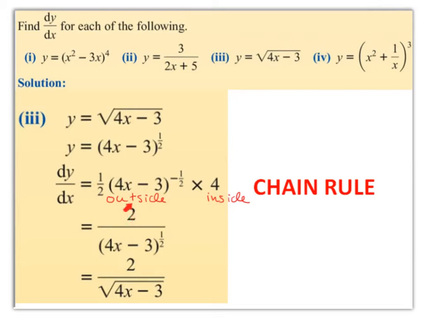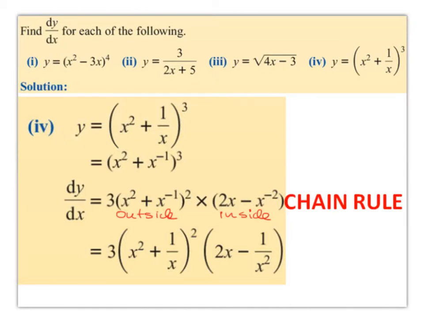So we're going to have 2 as our numerator. And then (4x minus 3) to the power of minus a half. Well, we're going to get rid of the minus. We don't want a negative power, so it's going to be 2 over (4x minus 3) to the power of positive a half. And then the only final step is to change the power of a half into the square root. So we get 2 over root 4x minus 3.